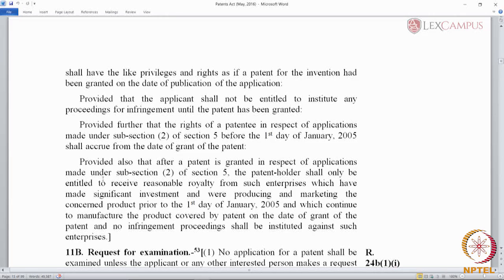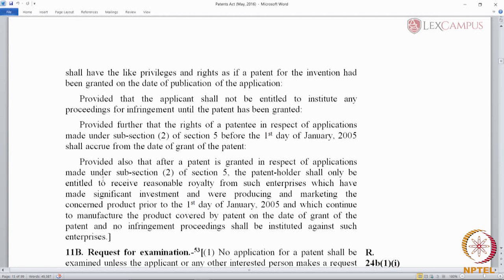So, if they were Indian generic companies who were manufacturing that particular drug prior to 1st of January 2005, and which continue to manufacture the product covered by the patent on the date of grant of the patent, they were not only manufacturing it prior to 1/1/2005, but they continued to do so till the patent was granted. This provision protects those enterprises, in the Indian context Indian generic companies, from an infringement proceeding, because it clearly states no infringement proceeding shall be instituted against such enterprises.